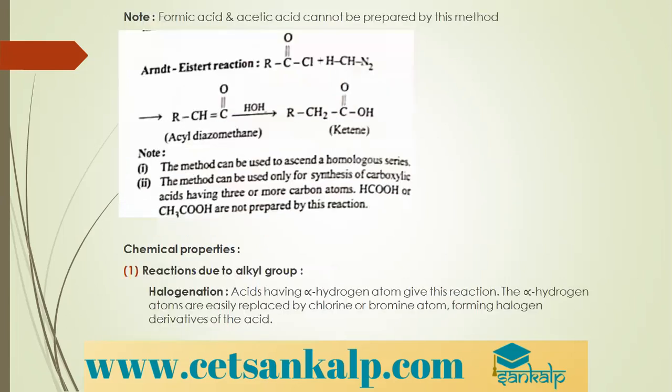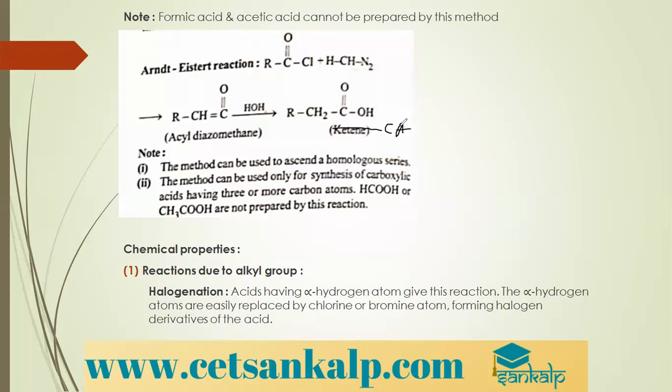Fine. Okay. Then the Arndt-Eistert reaction. Acid chlorides when treated with CH2N2 first give acyl diazomethane, which on hydrolysis gives us carboxylic acid. A slight correction: it is not a ketone. We get a carboxylic acid here. Yes. So carboxylic acid is prepared.